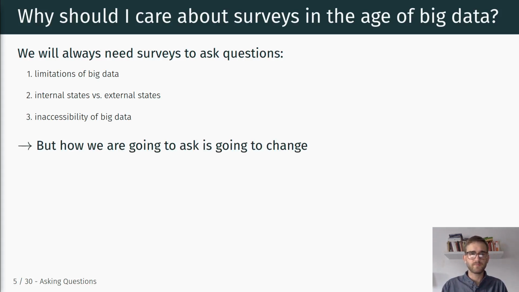survey data. So overall, that means we will always need surveys to ask questions, to be able to directly inquire respondents and make inquiries about, for example, their internal states. But how we're going to ask these questions, that is going to change with the age of big data.